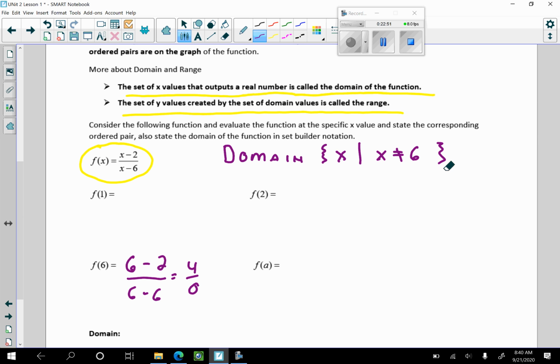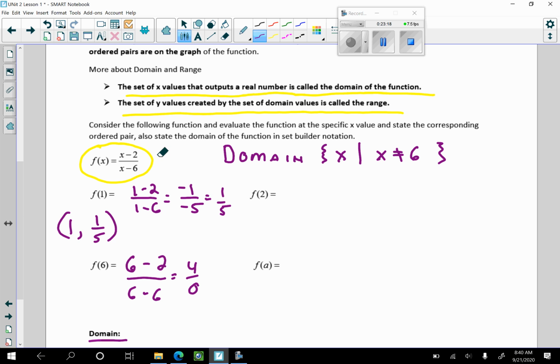Oh, I should have put the domain down there where I asked for it, but I forgot. So what's f of 1? f of 1 is going to be 1 minus 2 over 1 minus 6. 1 minus 2, I think, is negative 1 over negative 5. Please check my arithmetic, which is 1/5. So the ordered pair is going to be 1 comma 1/5.